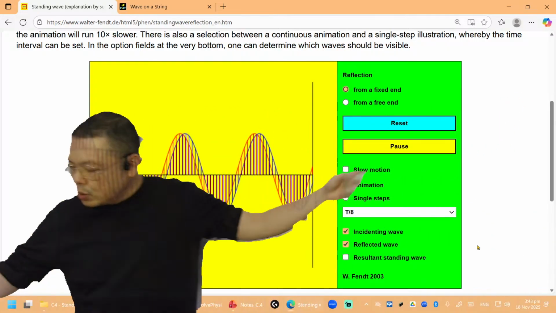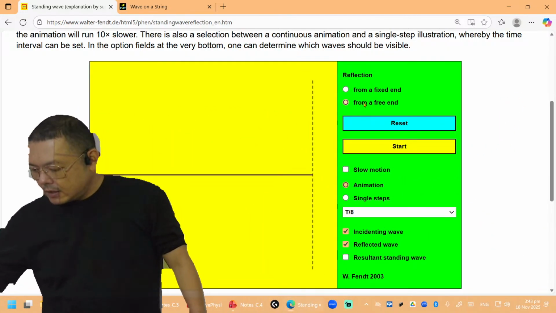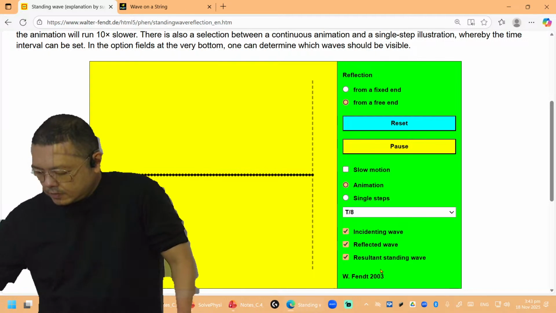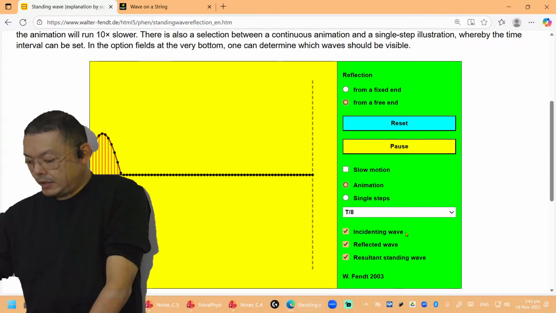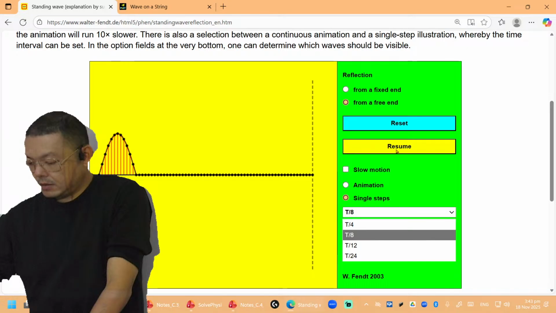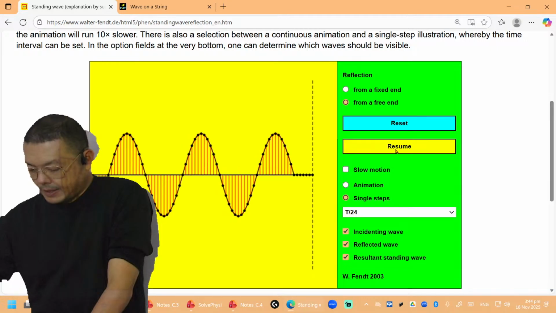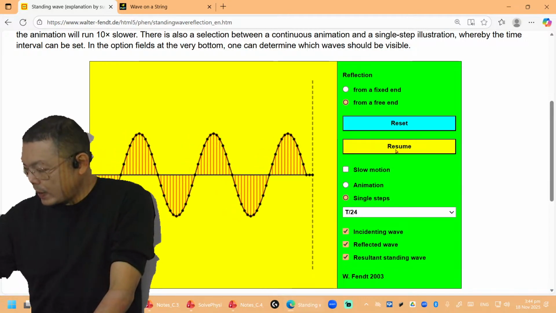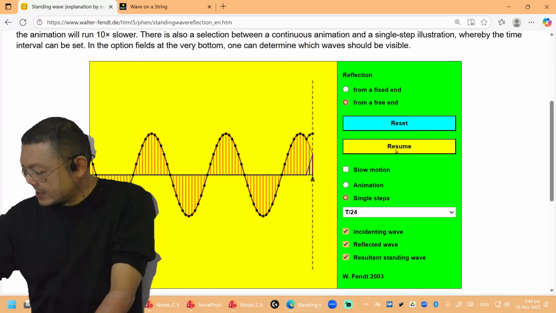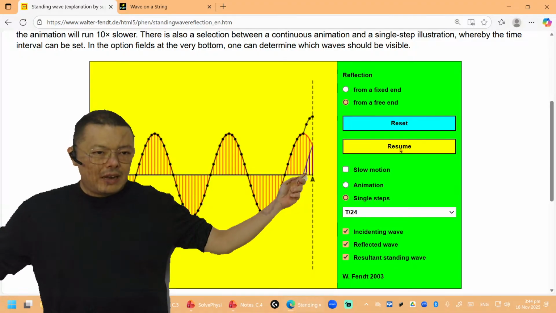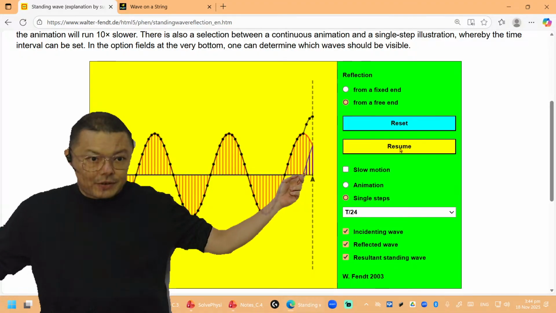What if I switch it out to a free end? Let me do it a bit faster though. Okay, free end. Hang on, let me just also do it step by step. So this is a red incident wave. It's going to hit the free end. So when there's a reflection, you see the blue. What kind of amplitude does the blue have? Positive. There's no phase change.